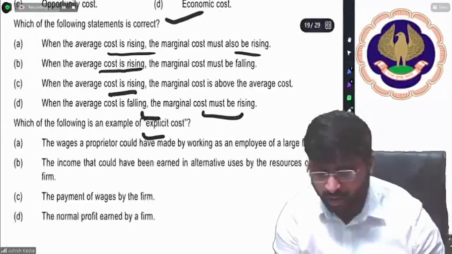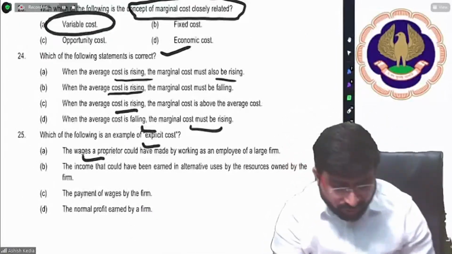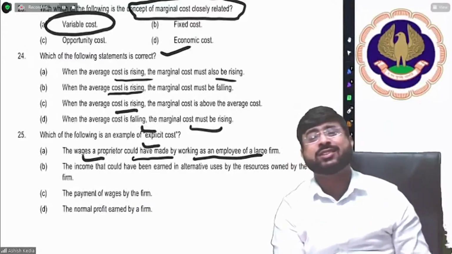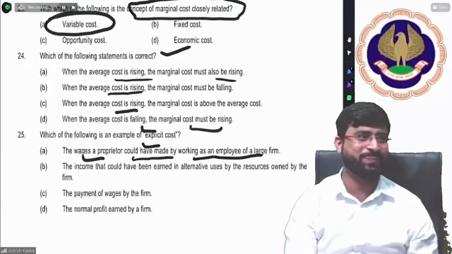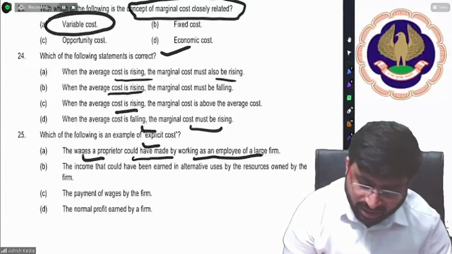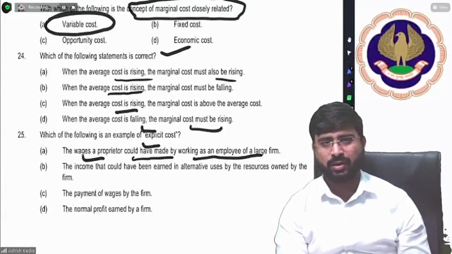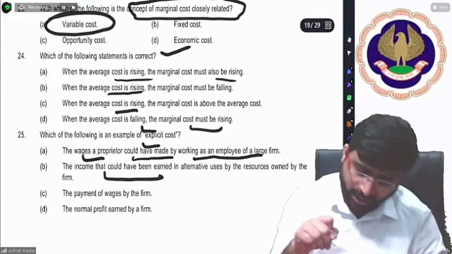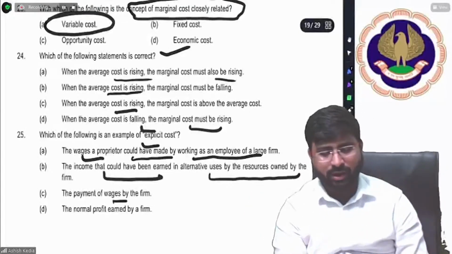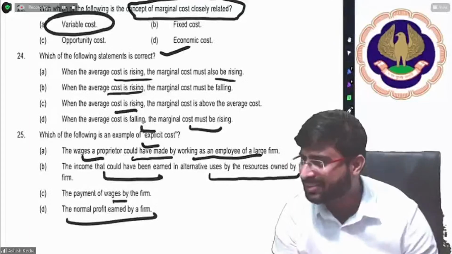Now, if you have a look carefully here, the wages of proprietor, the wages a proprietor could have made by working as an employee of a large firm. Remember, explicit must result in actual cash outflow, right? Next, the income that could have been earned in alternative uses by the resource owned by the firm, the payment of wages by a firm, or finally the normal profit earned by the firm. Come on, guys, tell me which one do you think is the answer?